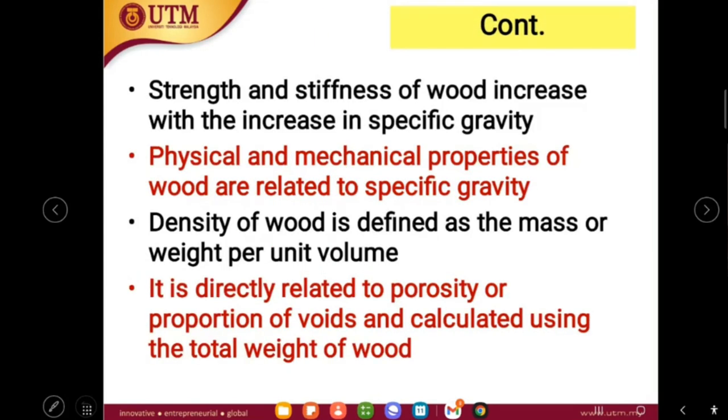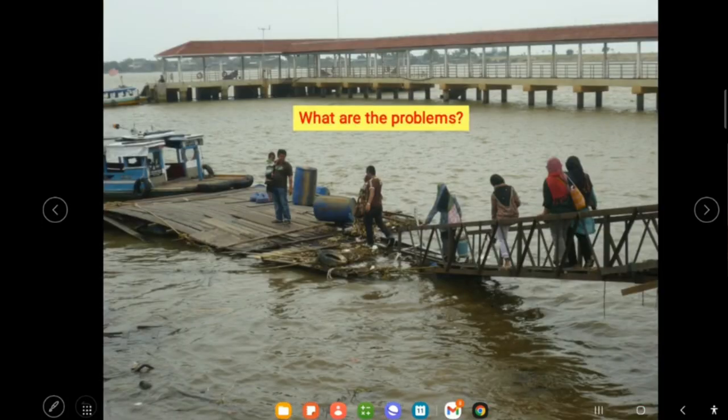Okay, so the strength and the stiffness of the wood increase with the increase of the specific gravity, and the physical and mechanical properties of wood are related to the specific gravity. The density of the wood is related to its porosity and the proportion of the wood, calculated using the total weight of the wood.